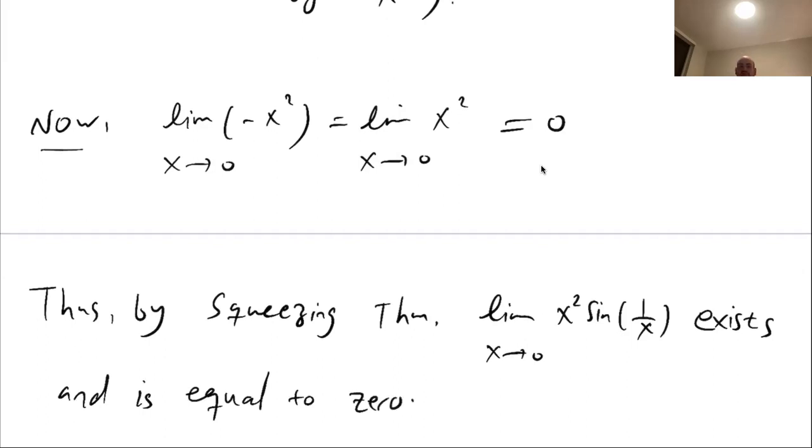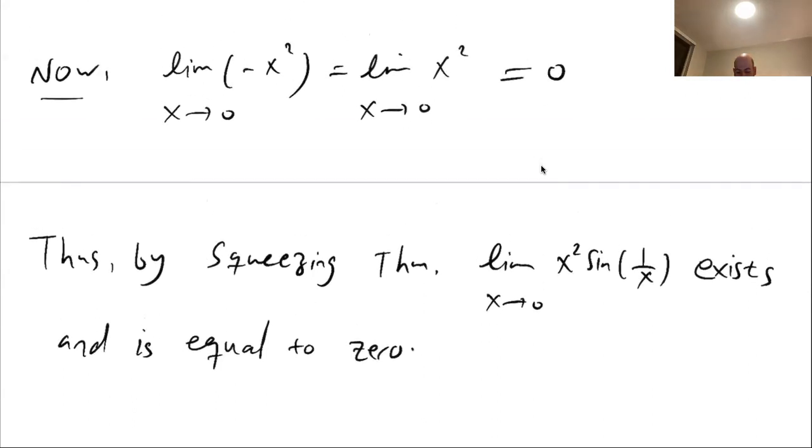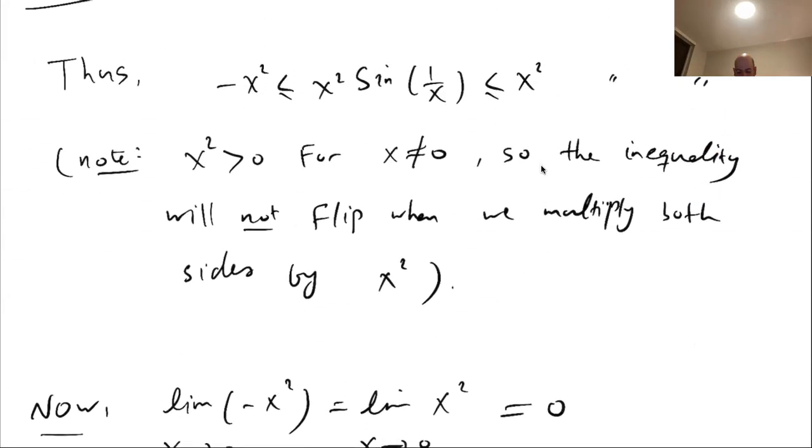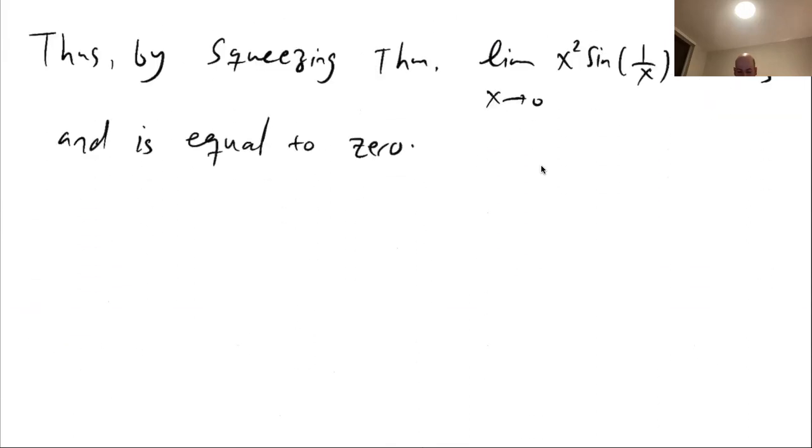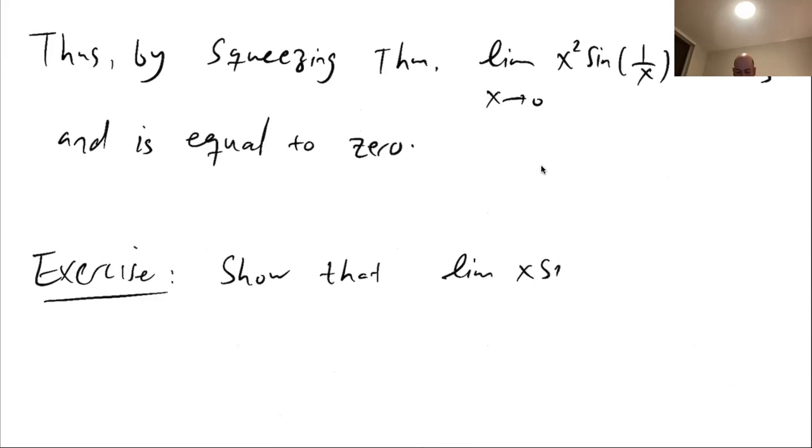Because smaller function, bigger function have limit 0. So the middle function, the limit of it also exists and is equal to 0. Okay, so one exercise I can give you: show that limit of x times sine 1 over x, as x approaches 0, also exists and is equal to 0.